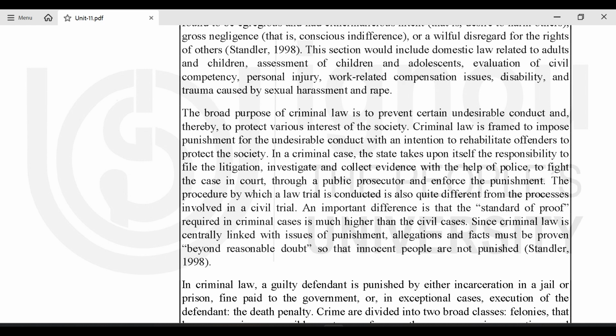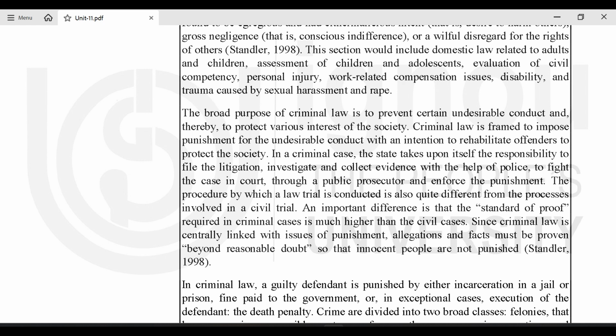An important difference is that the standard of proof required in criminal cases is much higher than in civil cases. Since criminal law is centrally linked with issues of punishment, allegations and facts must be proven beyond reasonable doubt so that innocent people are not punished. In criminal law, a guilty defendant is punished by either incarceration in a jail or prison, a fine paid to the government, or, in exceptional cases, execution of the defendant, the death penalty.